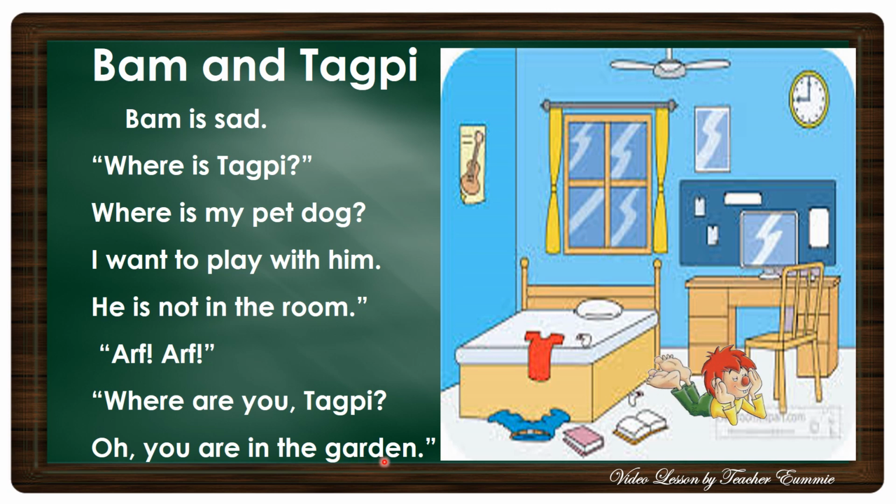Okay, let's read it again. Bam and Tagbi. Bam is sad. Where is Tagbi? Where is my pet dog? I want to play with him. He is not in the room. Arf, arf. Where are you, Tagbi? Oh, you are in the garden.